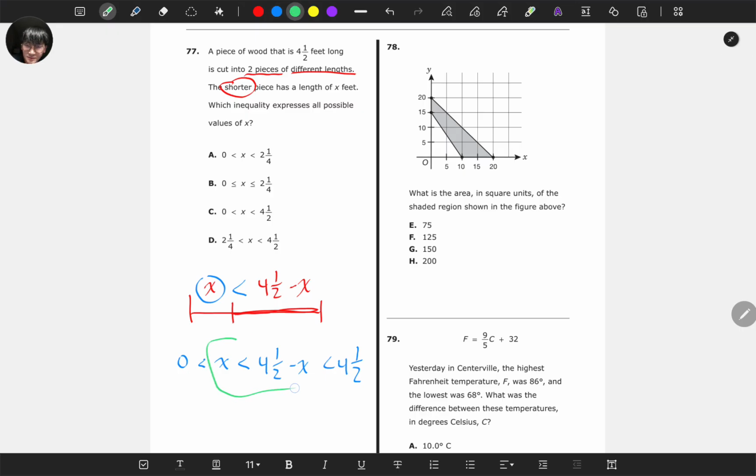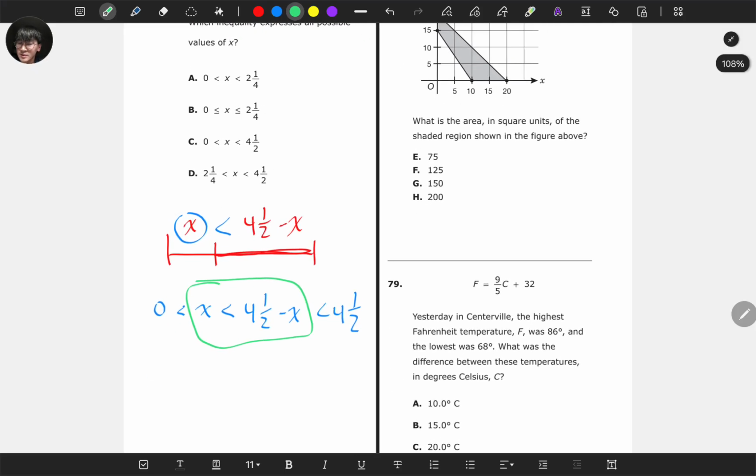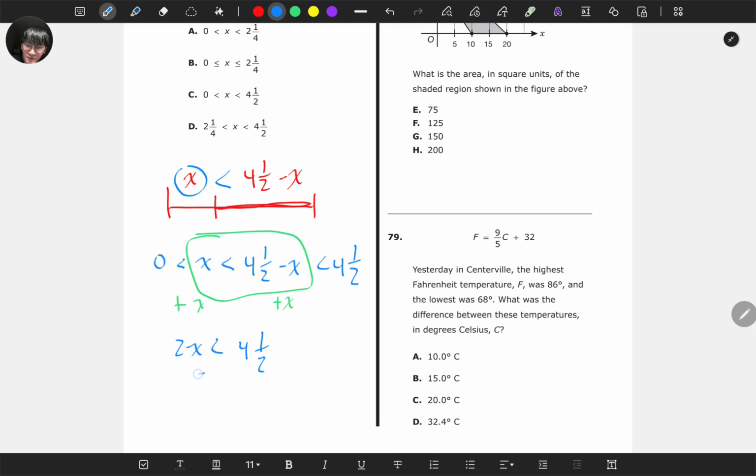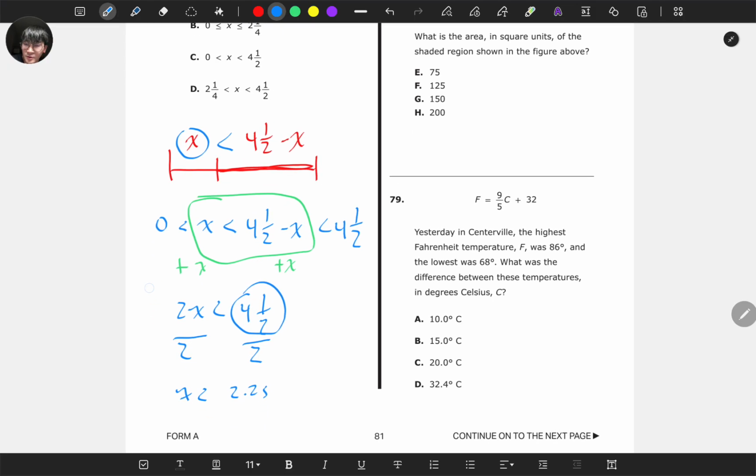Let's play with this. Okay, that inner inequality has to hold. And then let's see what happens if we try solving for x. Okay, so let's gather up all the x's. So we add x on both sides. And then what do we get? We get 2x is less than 4.5. And then dividing both sides by 2, we get that x is less than, well, this number is 4.5, so x has got to be less than 4.5 divided by 2, which is 2.25, the same as 2 1/4.